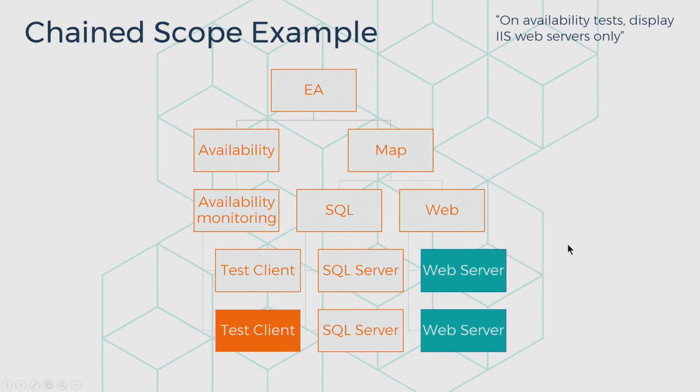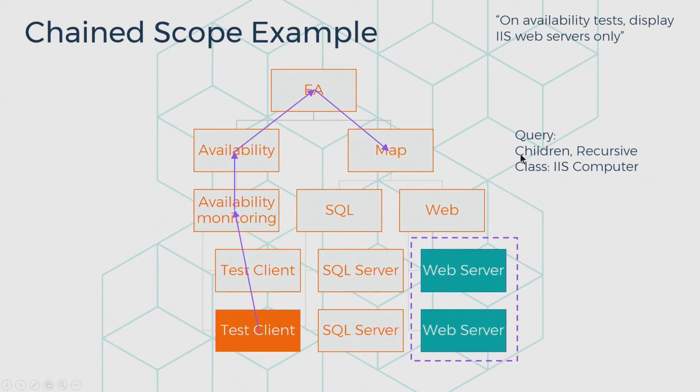So instead, we can create a perspective where we use change scope: go up one level to availability monitoring, then up one level again to availability, then up another level to the EA, and then come down the tree and at the map specifically, do a query for children recursive of class IS computer. That will then highlight only these two servers here. And you can do this for loads of different features.